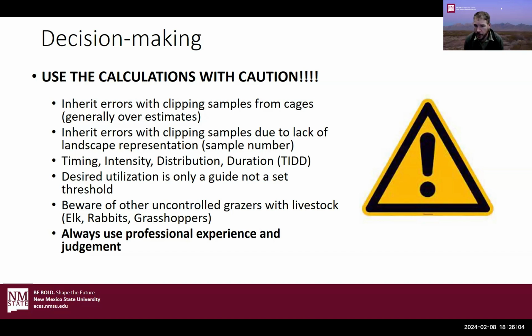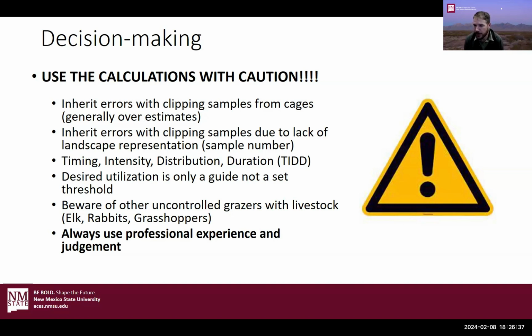So when you're doing your calculations and your animals are out there grazing, so this is after you've done your calculations, beware of other, what I would call uncontrolled grazers. I don't call them wildlife, but uncontrolled grazers with your livestock. This could be elk. This could be rabbits. This could be grasshoppers. This could be general deterioration with hot temperatures, lack of precipitation.